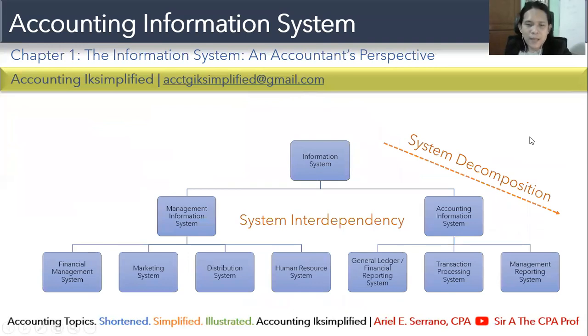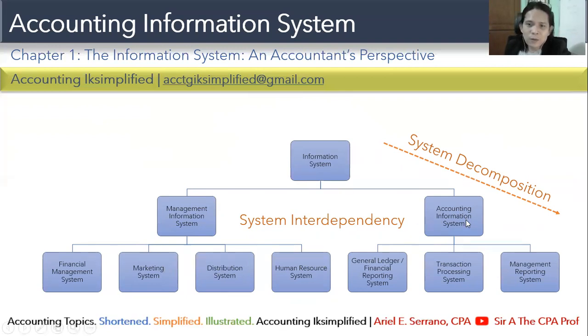Now, take a look at this example. If this is your information system, we can subclassify them into management information system or accounting information system. And the AIS can also be subdivided into different systems. Ganon din yung MIS. We can further subdivide into 4 different systems. Your FMS, your MS, your DS, your HRS, no? Ganun din sa accounting information system. Yung pagdi-divide natin dito, no, that is what we call system decomposition.